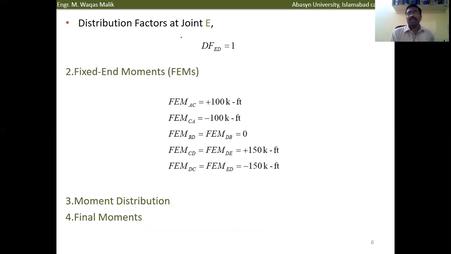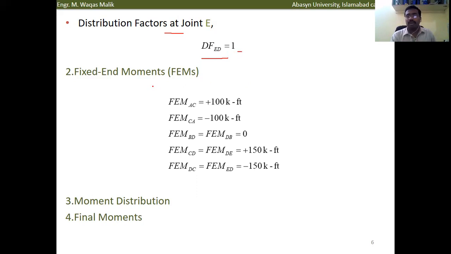At the end, the joint rotation distribution factor at the joint D is going to be equal to 1 because there is only one member connected at the joint D. So the member stiffness of that particular member divided by the sum of the stiffness, which is only one member, comes out to be equal to 1.